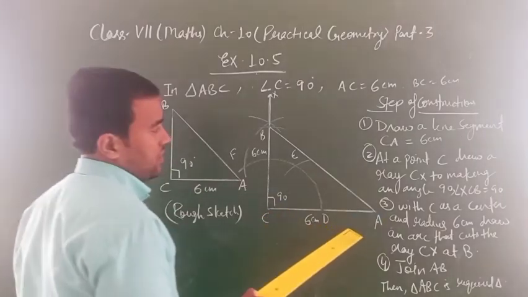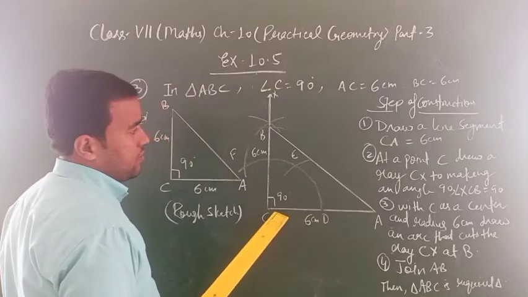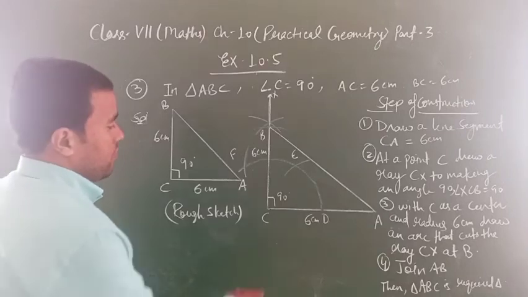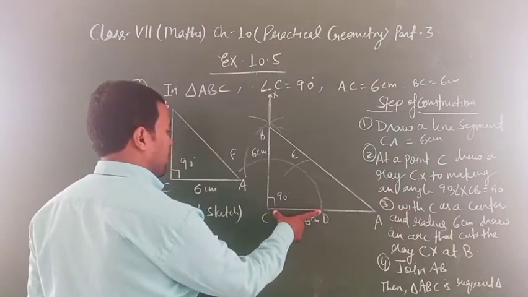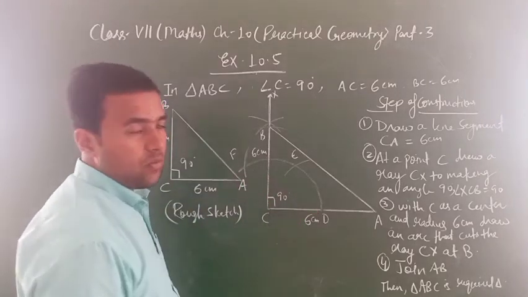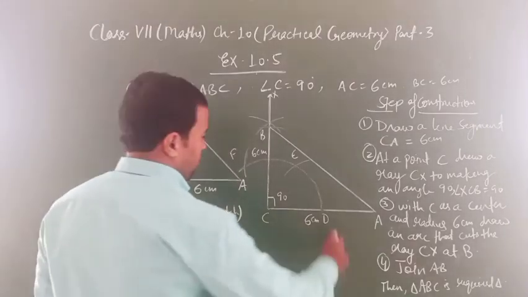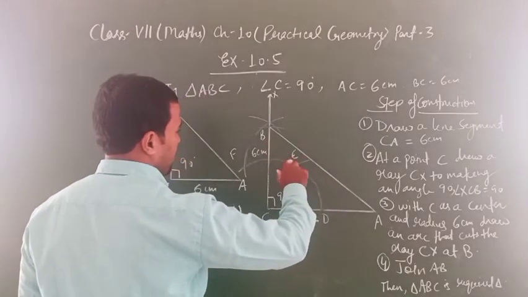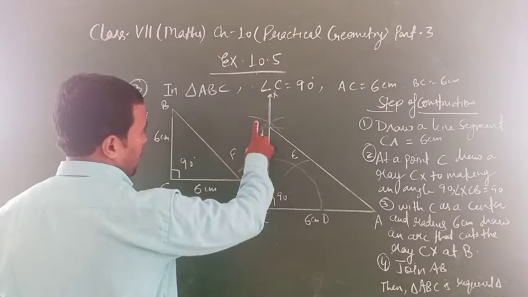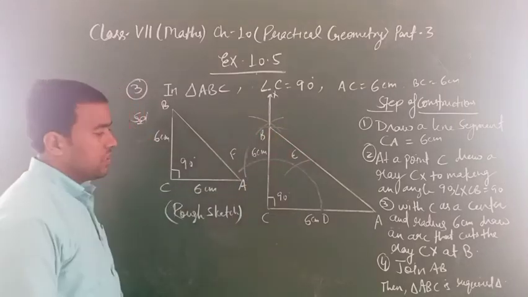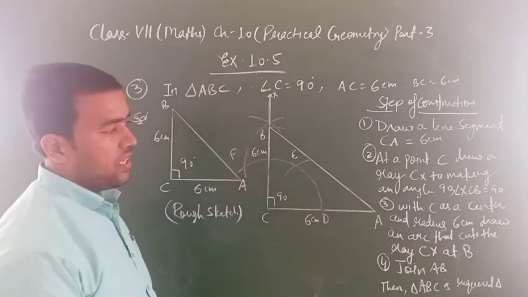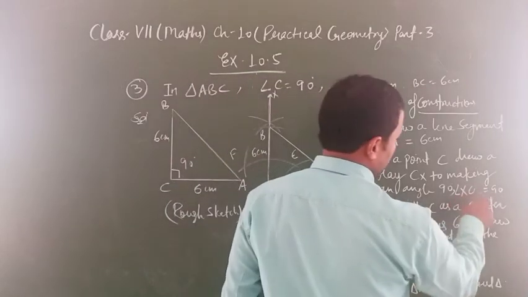Draw a line AC 6 centimeter. At point C, draw ray CX making an angle 90 degree. Means with C as a center, we have taken more than half distance, make an arc. From C to D, whatever radius we have taken, that we will not change. From D one arc at E, and from E one arc at F. From F one arc here, and from E one arc here. Then we are getting one ray CX. XCA, it is 90 degree.